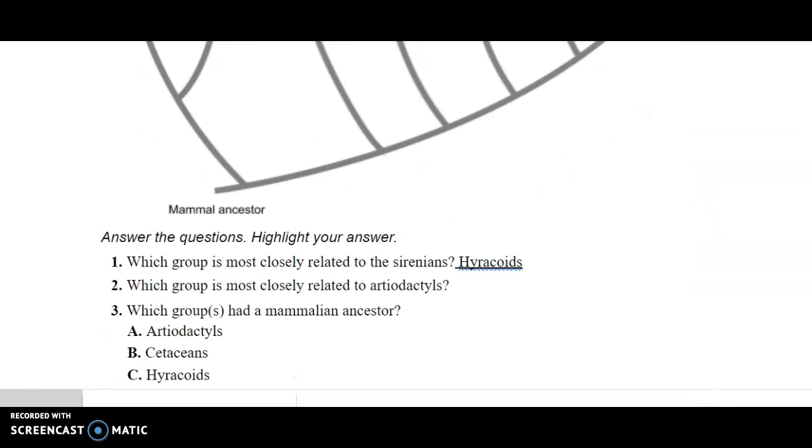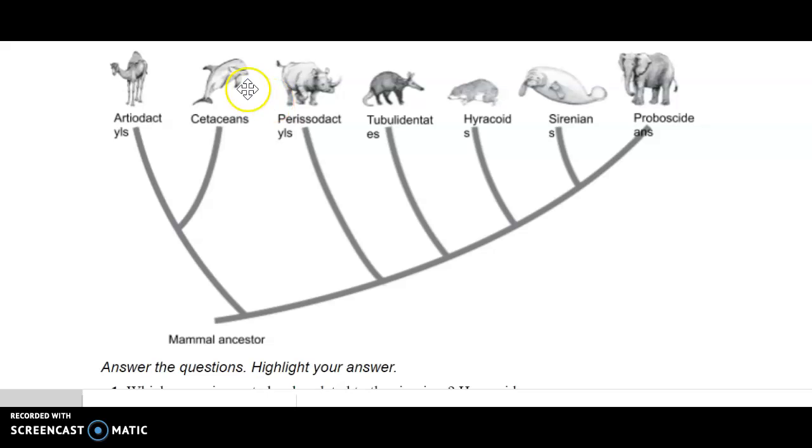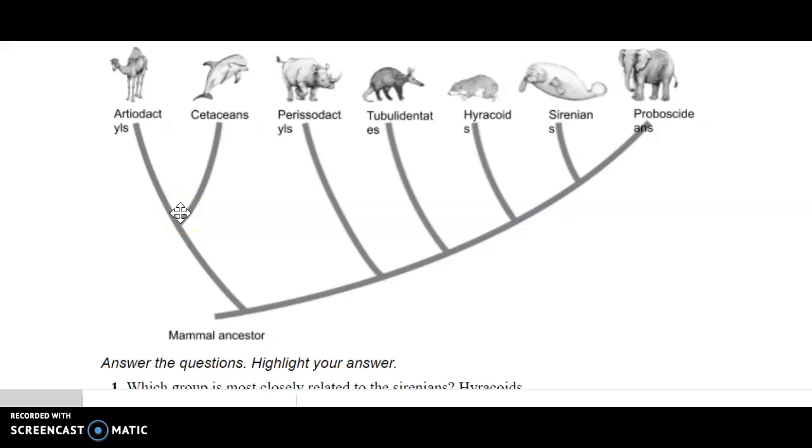Number 2 says, which group is most closely related to the artiodactyls? Let's see, artiodactyls are right here. And there's none listed, but before it, so it's going to be the ones on the same branch as those. So it's going to be the cetaceans. Okay. So the porpoises are most closely related to the camels there. The cetaceans.